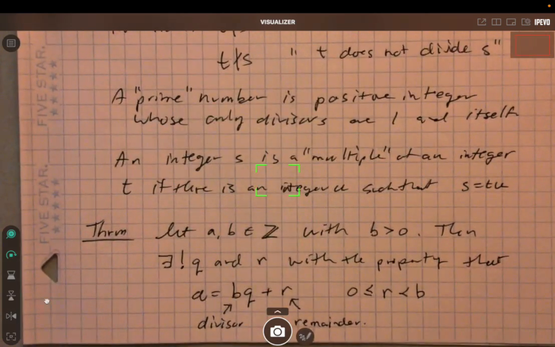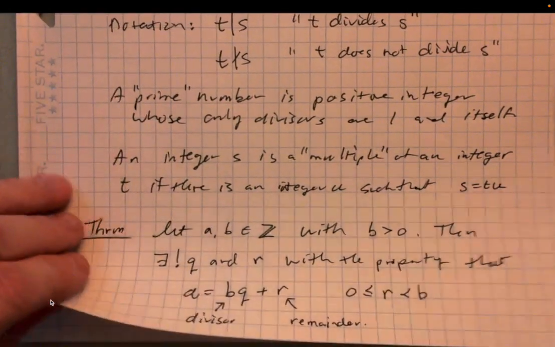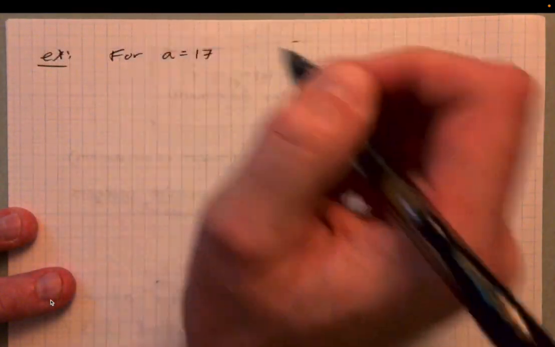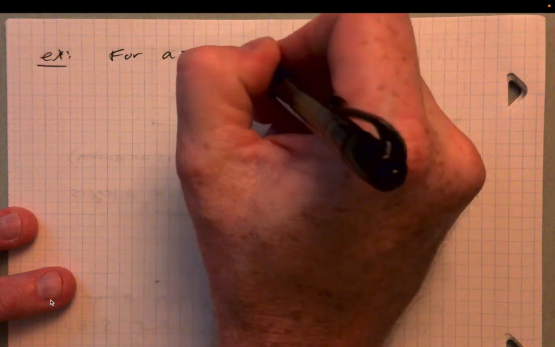Let's do a couple of examples, just to get more comfortable with this, if we're not comfortable with it already, and then we'll prove it, and we'll write a quick proof of this one. So example, for a equals 17 and b, the divisor, equal 5.